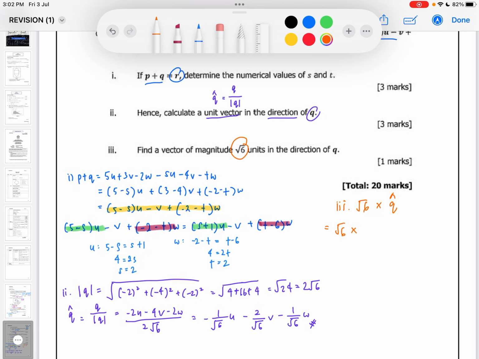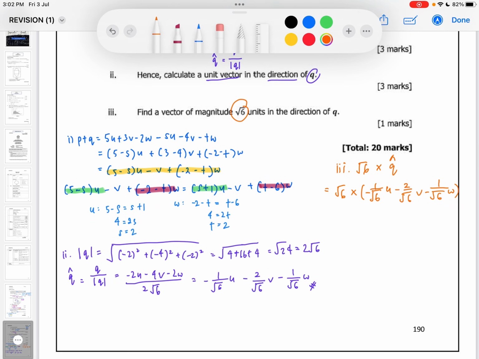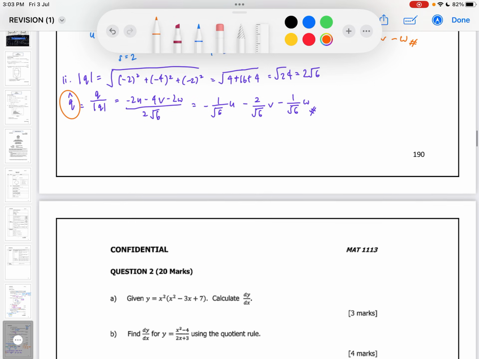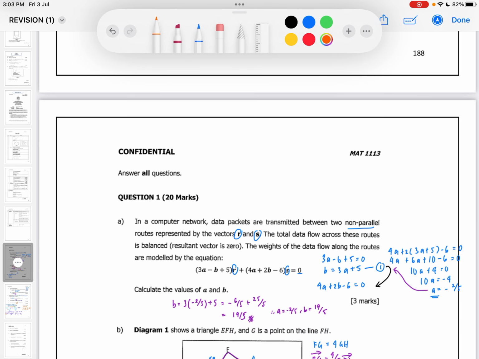So it is 6 times U, 2 over 6 V, 1 over 6 W. So 6 times the denominator is just going to get negative U, negative 2V, negative W. So this is what happens when you multiply the unit vector with the magnitude here, which is 6. So yeah, I'm not going to go into differentiation. So that is for set A. Okay, I'll be back to proceed with set B.